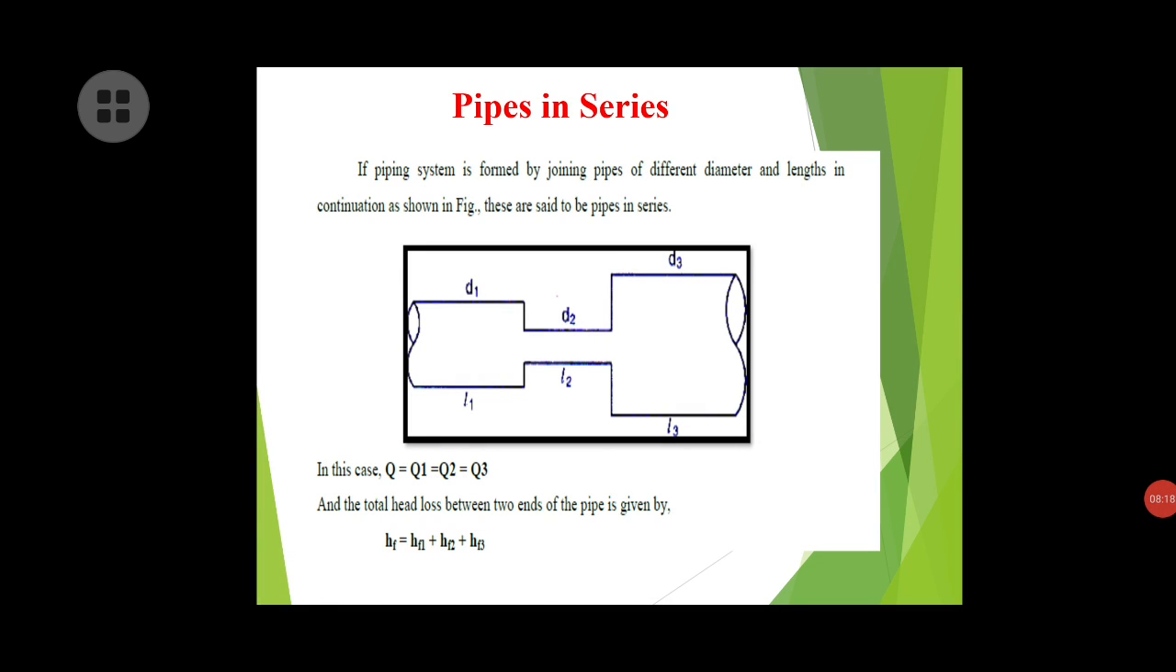Similarly, D1 is the diameter of pipe 1, L1 is the length of pipe 1, F1 is the friction factor of pipe 1. Similarly, D2, L2, F2, D3, L3, F3. By considering all losses, total losses is equal to major losses plus minor losses. Due to major losses, H is equal to HF1 plus HF2.